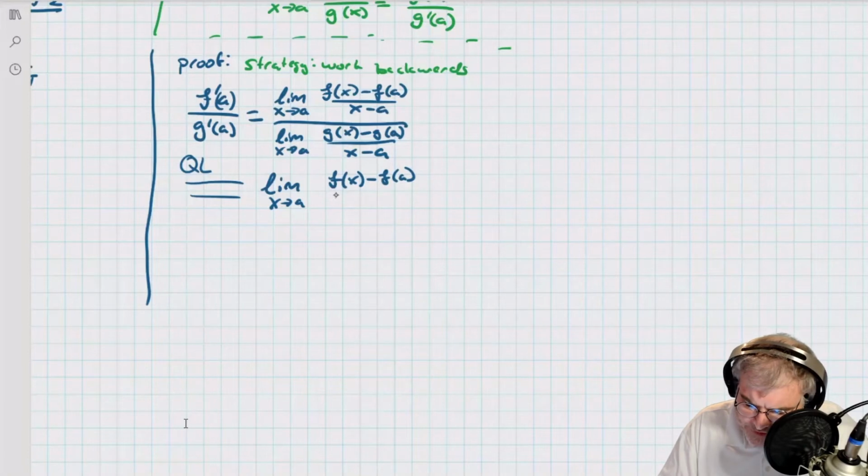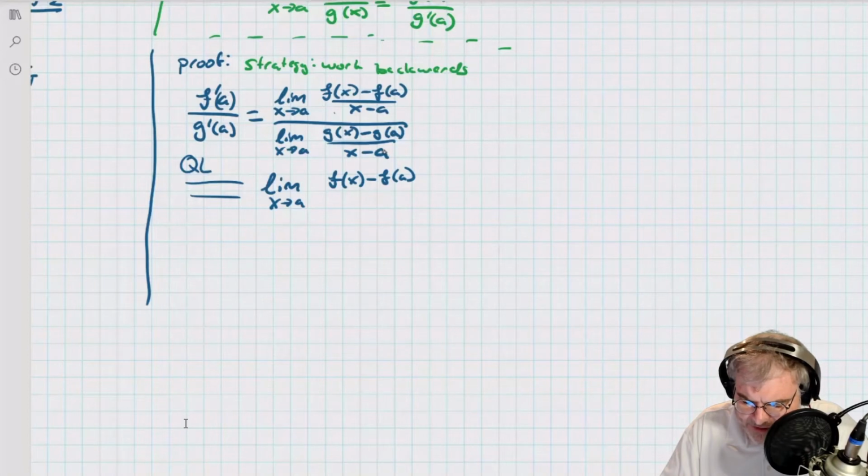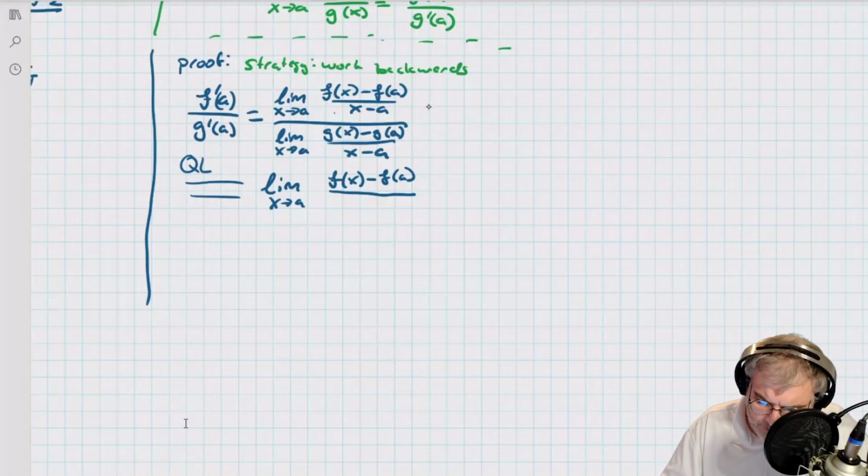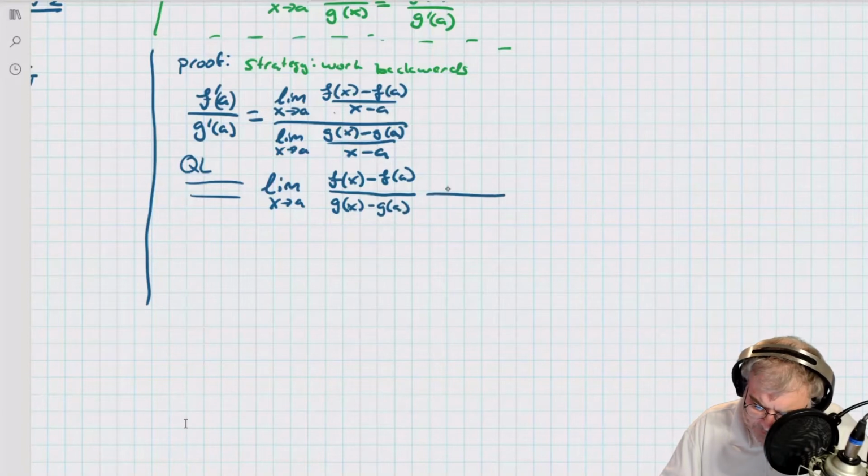And what I'm going to do is take this x minus a and move it to the top of the bottom, and when I take the reciprocal, multiply by the reciprocal, this x minus a is going to wind up on the top. So I wind up with g of x minus g of a on the bottom, and then I wind up with x minus a over x minus a.